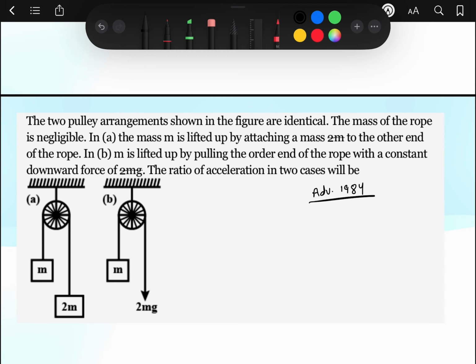The two pulley arrangements shown in the figure are identical. The mass of the rope is negligible. In case A, the mass M is lifted by attaching a 2m mass on the other end of the rope. Like this is our case A. And in case B, mass M is being lifted by pulling this rope with a force that is equal to 2mg. Then we have to tell the ratio of the acceleration in the two cases will be what.